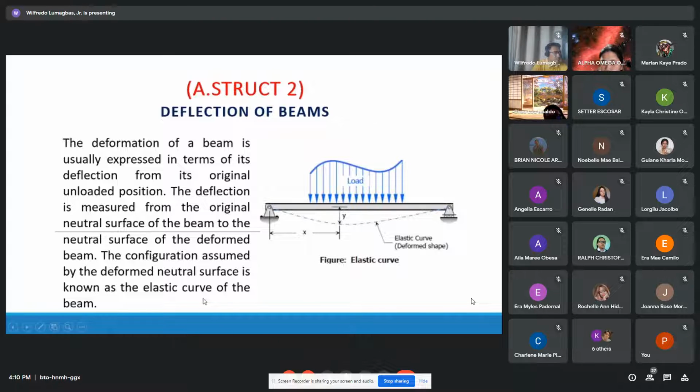So we have the elastic curve of the beam. We have a varying load, and the dotted line is the elastic curve, or the deformed shape. And at point x, or the distance x, we have the deflection y.